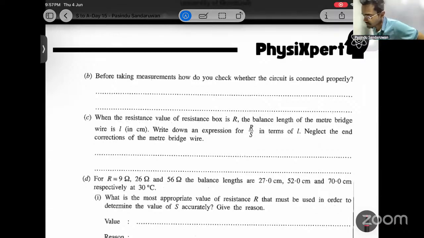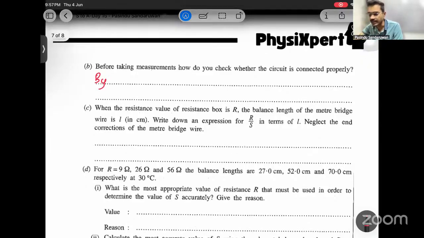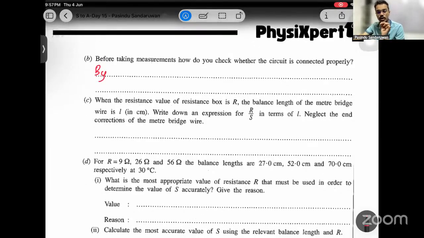Before taking measurements, how do you check whether the circuit is connected properly? Concise answers are expected. Concise means you have to answer to the point. Short and sweet answers. Always answer what is asked, and don't wander around the question.